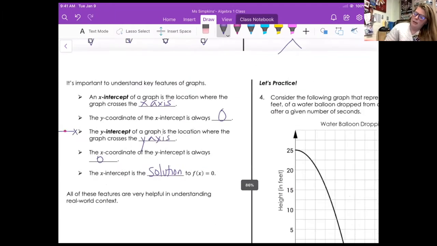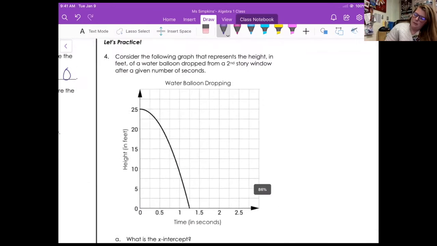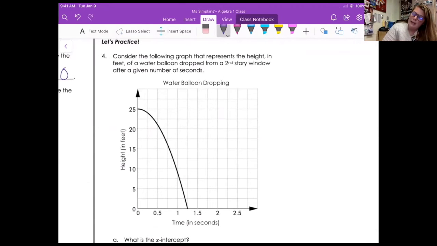Okay, so look at this graph. This graph represents the height in feet of a water balloon dropped from a 2-story window after a given number of seconds. So here's the water balloon. I throw it out the window. What happens down here? It doesn't die, but it does what? Hits the ground, right? Hits the ground. So first question, why isn't the graph keep going?